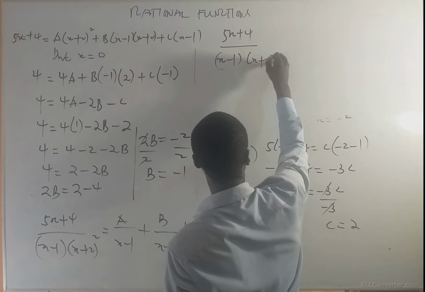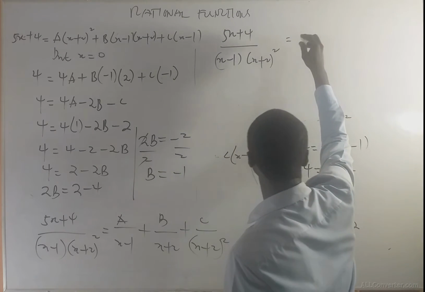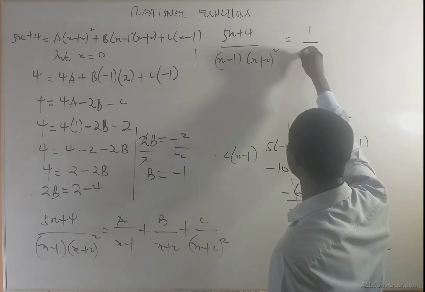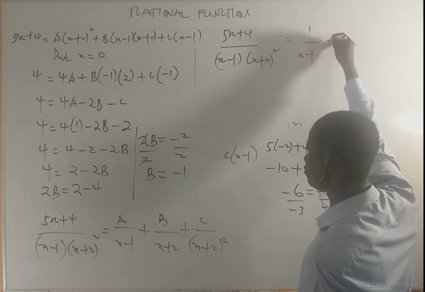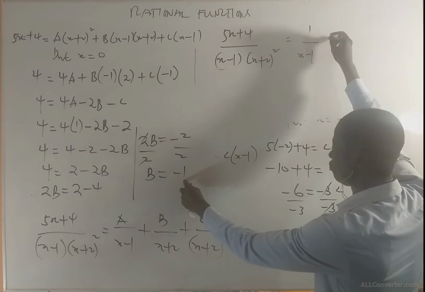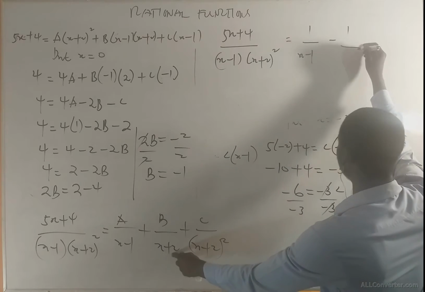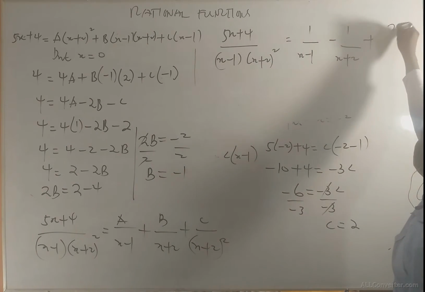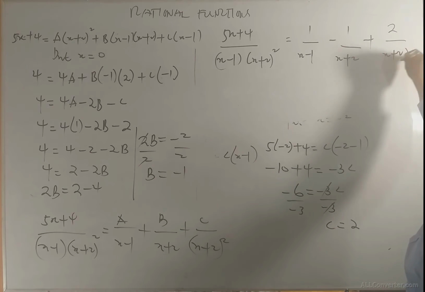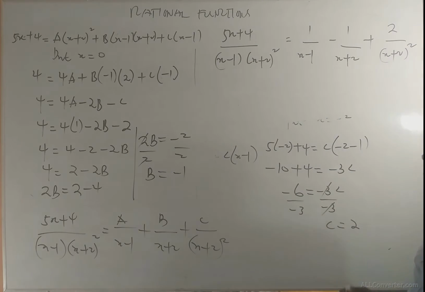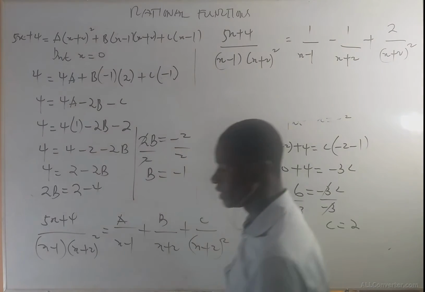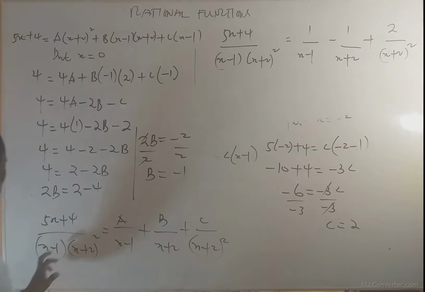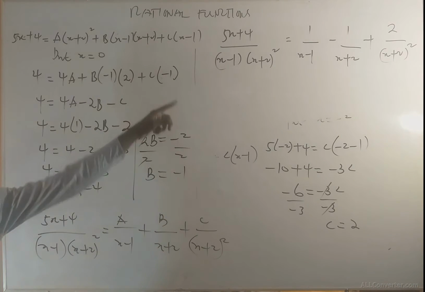We have x plus 2 all squared. This will be a over, and a gave us 1, so 1 over x minus 1 plus b. And b is minus 1, so it will be minus 1 over x plus 2. Then plus c, and c is 2, so it will be 2 over x plus 2 all squared. So this is the partial fraction. If we're asked to express 5x plus 4 over x minus 1, x plus 2 all squared in partial fraction, the result is what you see there.